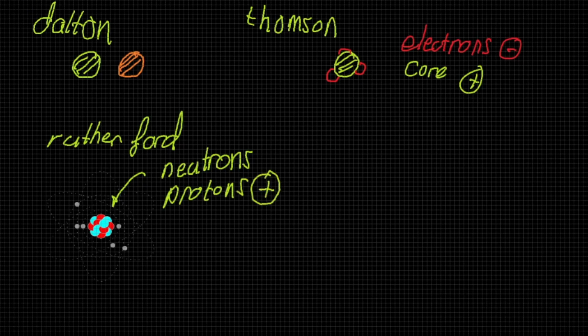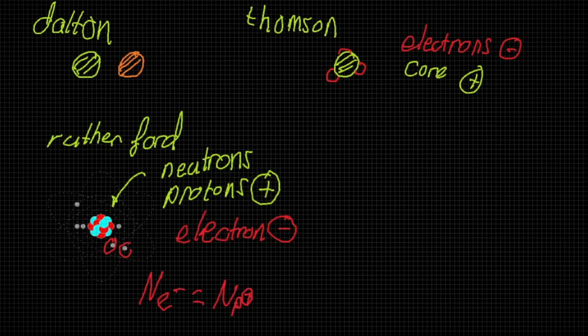And around that core, you have moving electrons in the electron cloud. So those are all these. And just like the Thomson model, electrons which are negatively charged. And because the atom has a net charge of 0, so it isn't charged, the number of electrons equals the number of protons.